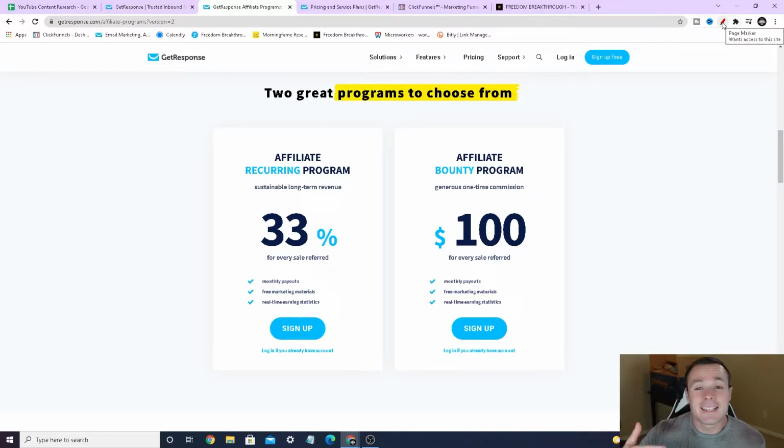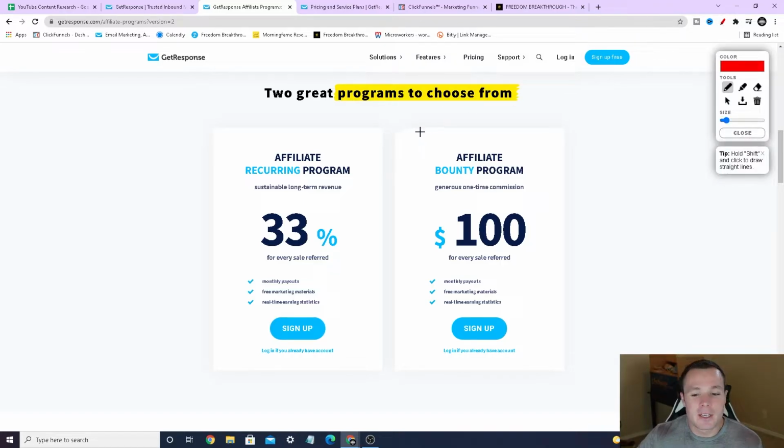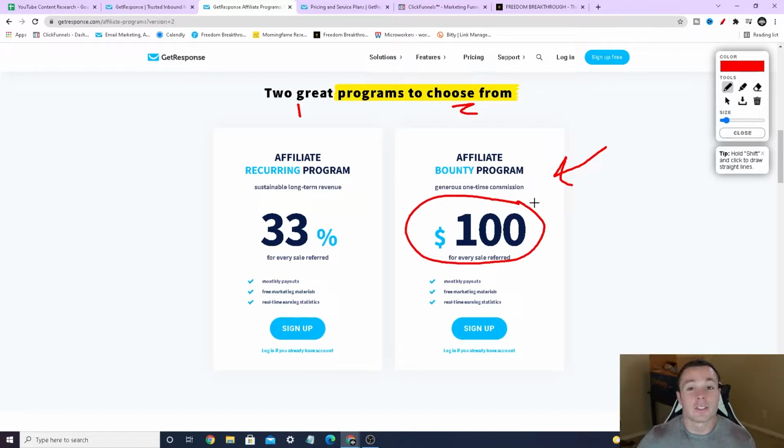Now, when you do get signed up, you're going to be led to option 1 or option 2. Up front, this one definitely does look good because every person that you get to sign up and purchases Getresponse, even if it's just for, I believe, 1 month, they give you the commission of $100. So yes, that does sound like a lot of money up front, and especially it benefits you if the person signs up for the first month and then after that they cancel.